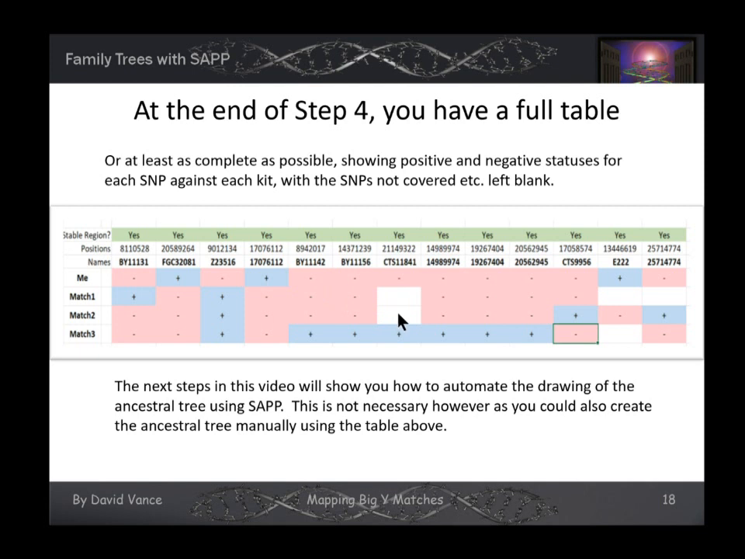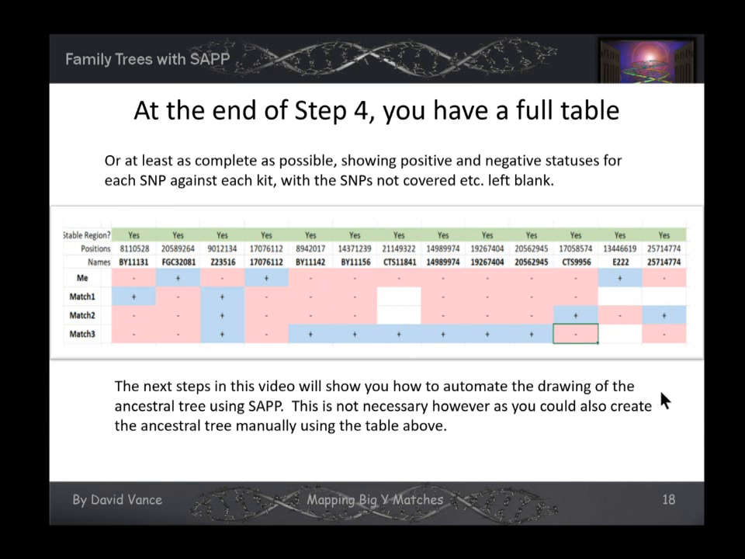Note, by the way, that the inconclusive results, or the unknown results, really occur in SNPs CTS11841, E222, and 257-14774. And those will be important when we look at our tree next, because those SNPs will show ranges where the SNPs could sit on the tree, because these unknown spots make them inconclusive for identifying exactly where they occurred in the branches. But this table was really what we set out to do in the first place.